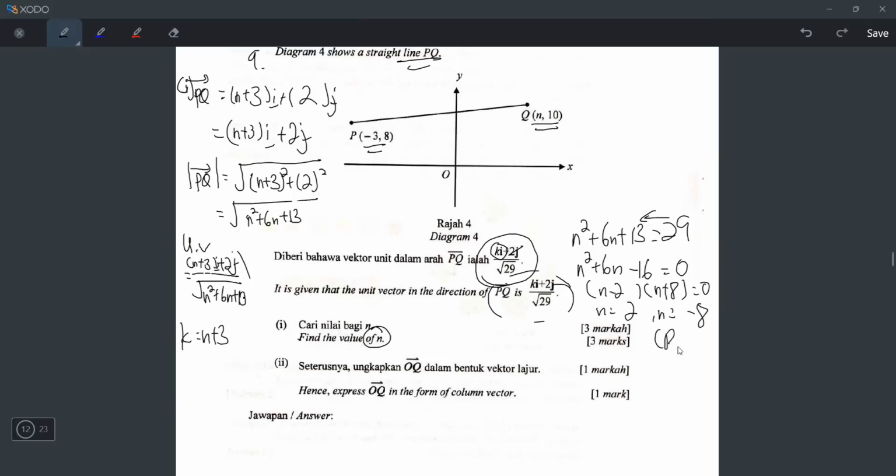Definitely reject this. Why? Because if you look carefully, n is located here. So it can be 2, but it can't be negative 8 because it's at the right side, right? These are all positive parts. So if the n is 2, then k will be equal to 2 plus 3, which is 5, right? But what does the question ask for? Find the value of n. So I think you can stop here. So the n is 2. So that's the coordinate of Q, (2, 10). Okay. So yeah, I think that's all, right?